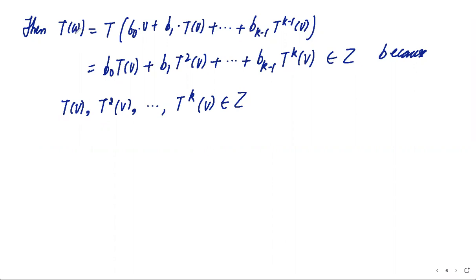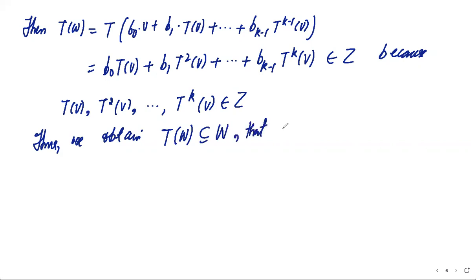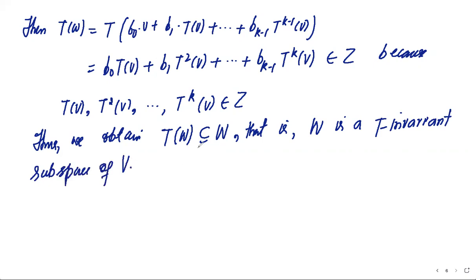Now this W was chosen arbitrarily from Z, and we see from this equation that T of W is also an element of Z. So thus we obtain that T of W is contained in W. So that is, W is a T-invariant subspace of V.